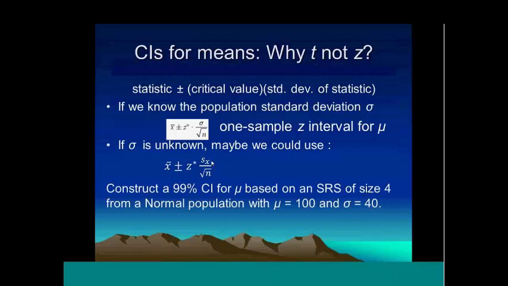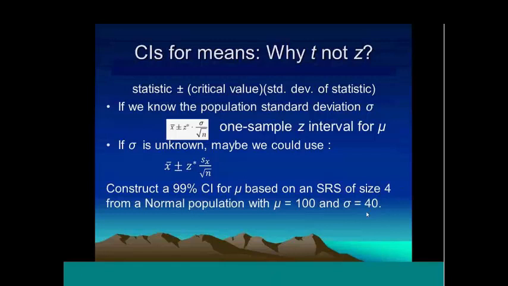So let's try it. Let's try constructing a 99% confidence interval for a population mean based on a simple random sample of size 4 from a truly normal population that has a mean of 100 and a standard deviation of 40. So it's kind of the ideal case. Simple random sample, normal population. I've even told you what the mu and the sigma are.